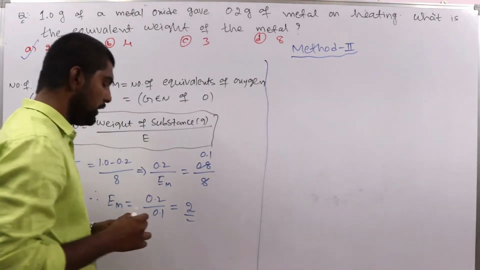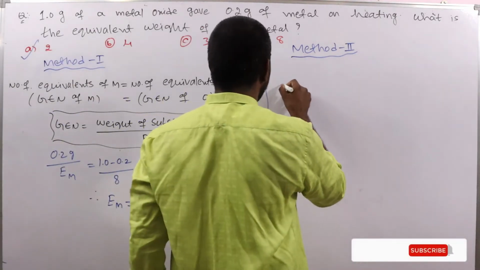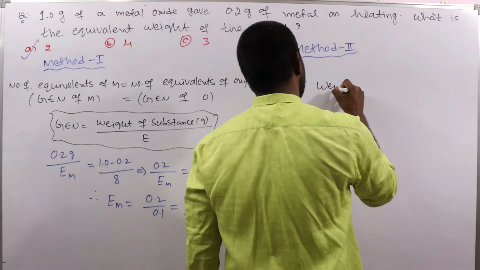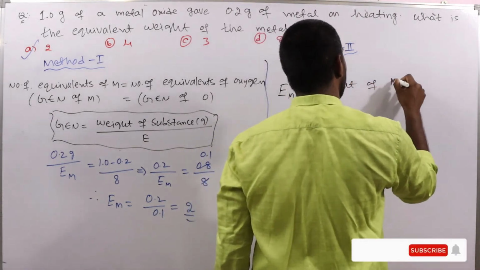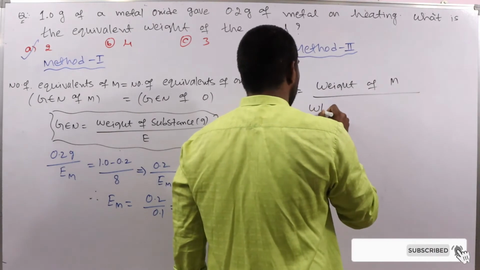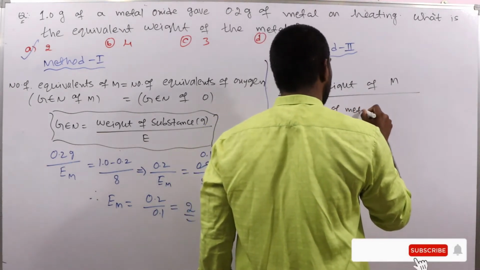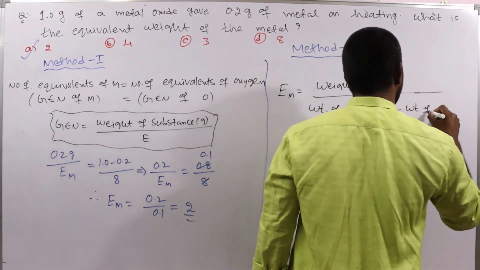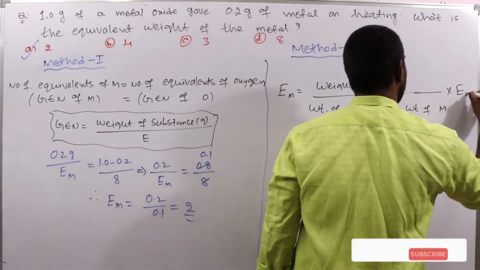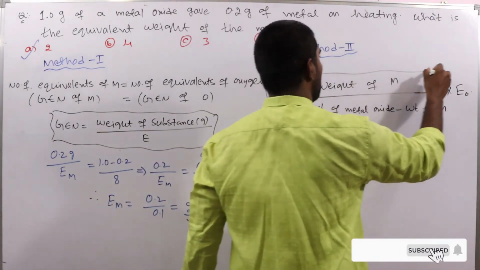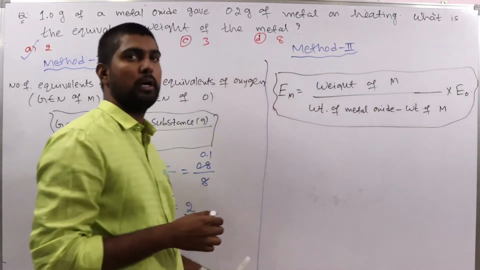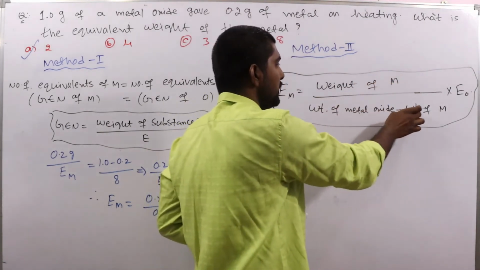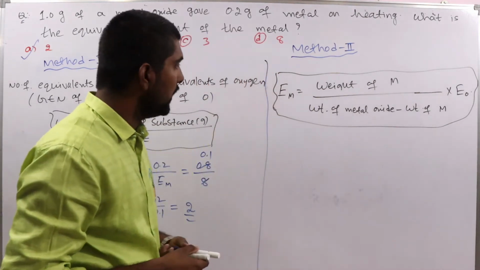In this method also we get the same answer, but here we have a direct formula: equivalent weight of metal equals weight of metal divided by weight of metal oxide minus weight of metal, multiplied by equivalent weight of oxygen. This is the formula which is used to calculate the equivalent weight of metal.